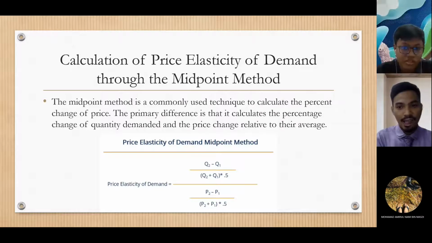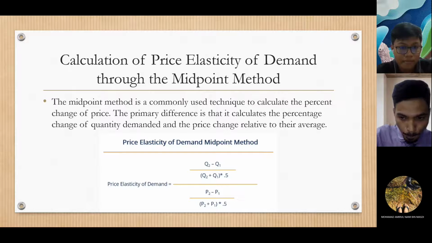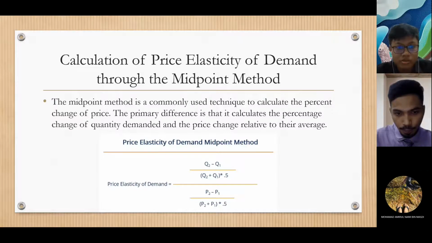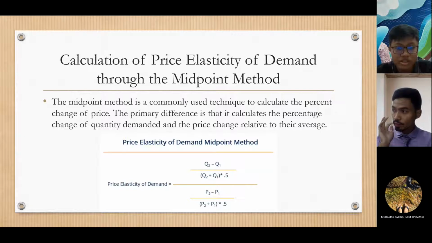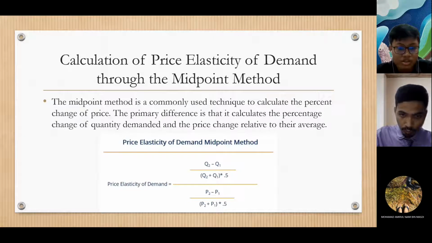Calculation of price elasticity of demand through the midpoint method. The midpoint method is a commonly used technique to calculate the percentage change. The primary difference is that it calculates the percentage change of quantity demanded and the price change relative to their average. Here is the price elasticity of demand midpoint method. Next.